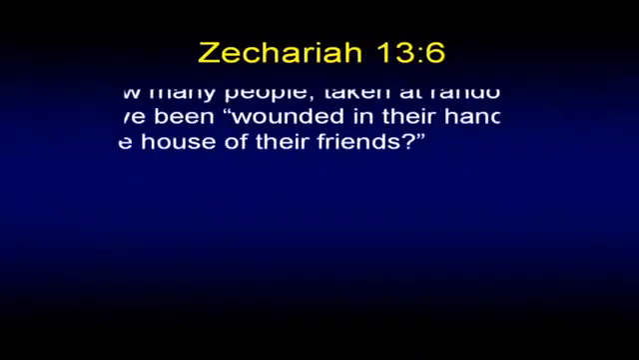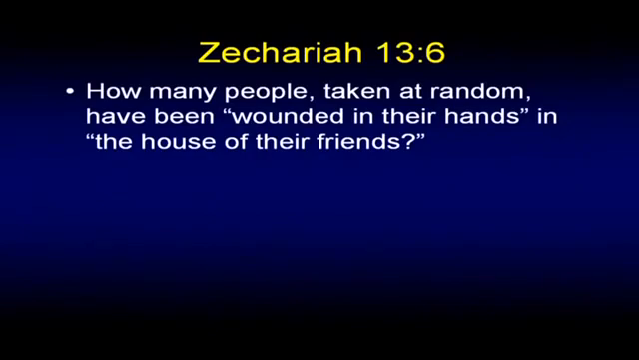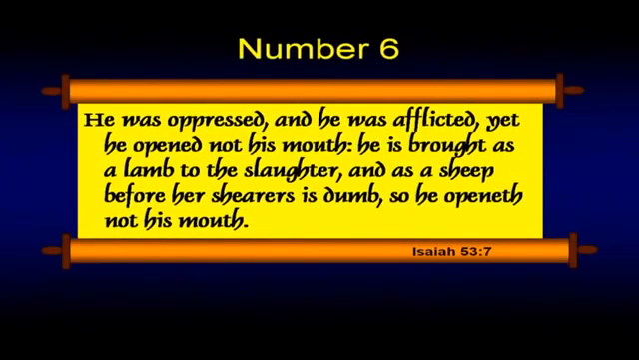Now when I go back to Zechariah 13:6, what are these wounds on hands? Those with which I was wounded in the house of my friends. What wounded Christ was not the nails. It was Thomas's unbelief. Well, anyway, how many people taken at random have been wounded in their hands in the house of their friends? I'll say 1 in 1,000, and I'm being generous. Fair enough?